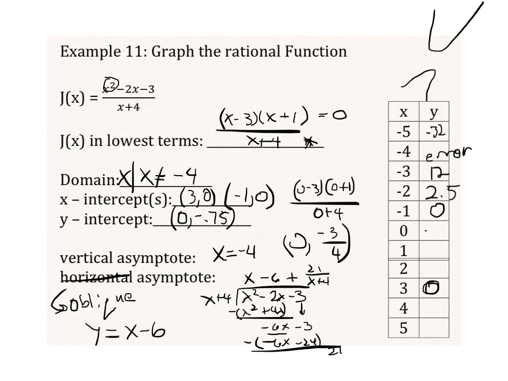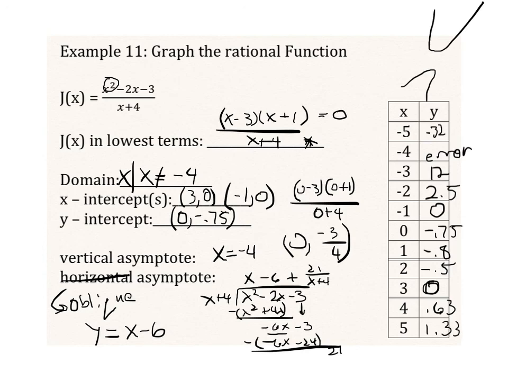And then at 1, I have -0.8. And then at 2, I'm at -0.5. And at 4, I'm at 0.63. And then at 5, I'm at 1.33. Okay?